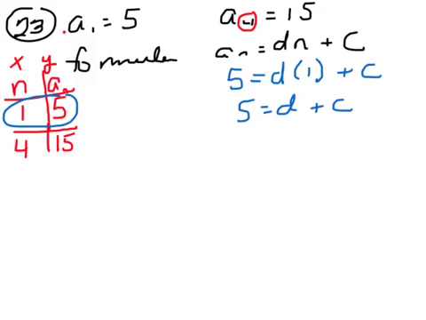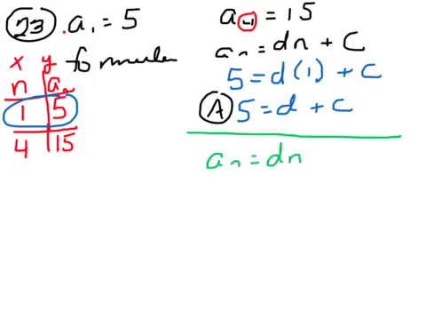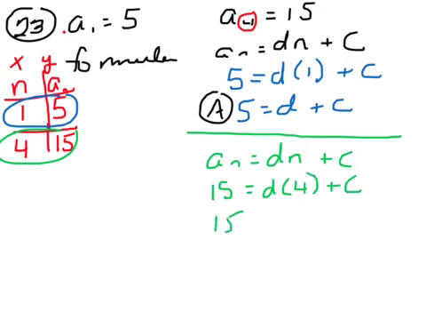Okay, so that's one equation I got. I'm going to call it equation A. Now I'm going to work on equation B. I'll use a different color. I'll write A of n is dn plus c. But in this one, my A of n is like my y value. It's like 15. D times 4 plus c. So we have 15 is equal to 4d plus c.